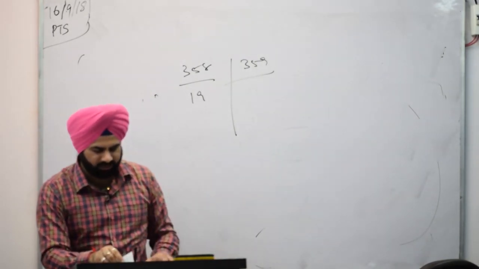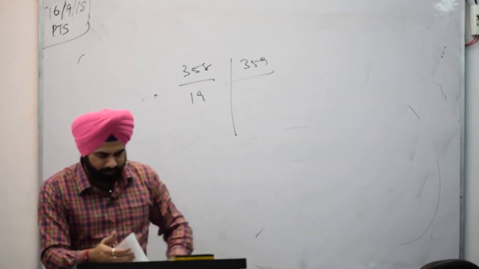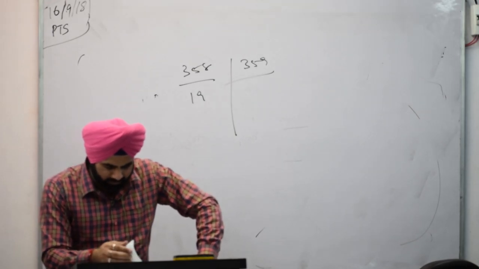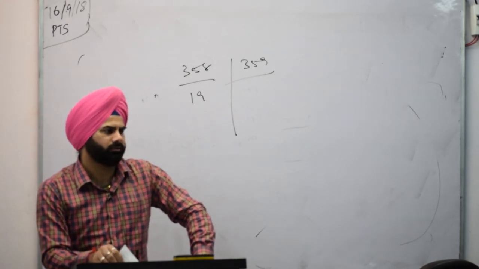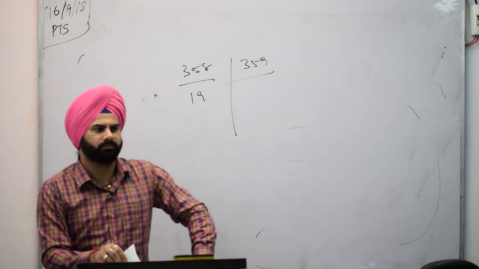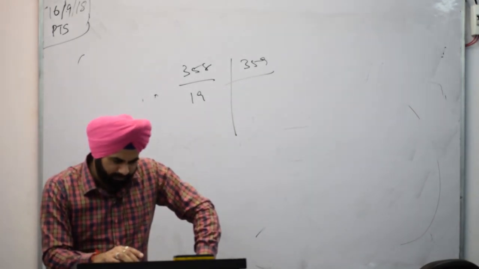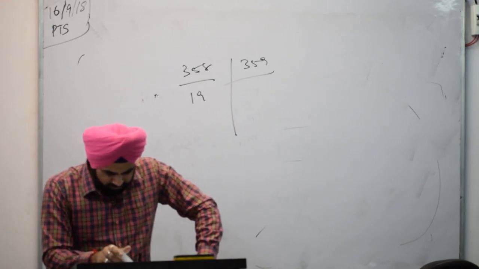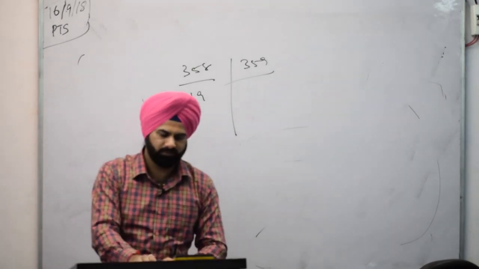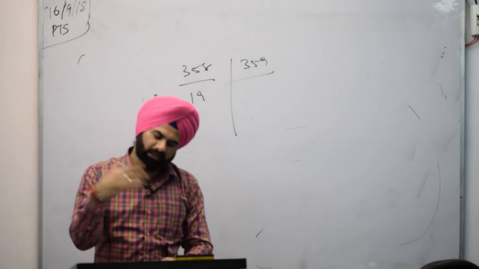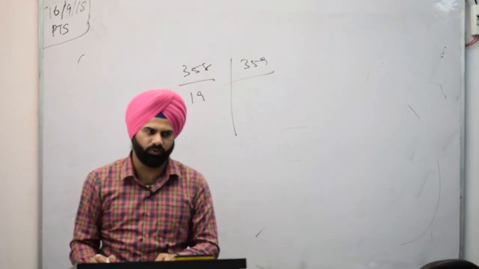65. Consider the following statements with reference to the preamble. Which of the following are incorrect? The preamble cannot be amended by the Parliament as it forms part of the basic structure of the Constitution. It was amended. Second, the preamble was the first section of the constitution scheme to be drafted and enacted by the Constituent Assembly. Why is it wrong? It was last. So both are incorrect. Instead of correct, it is incorrect. C.